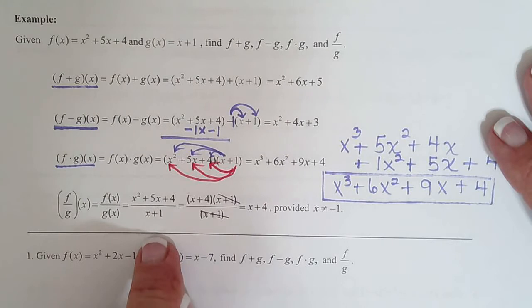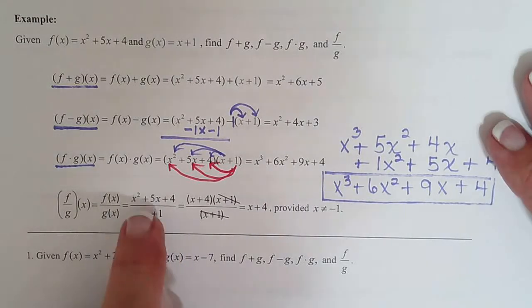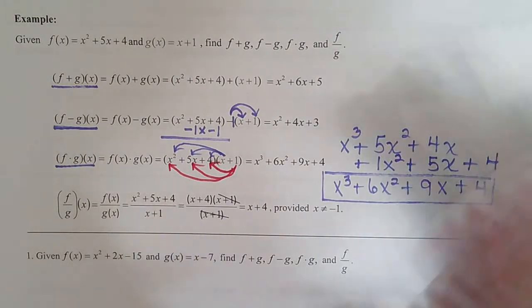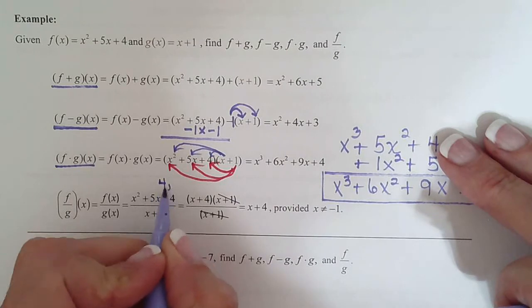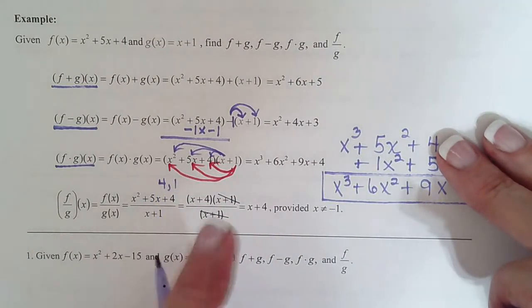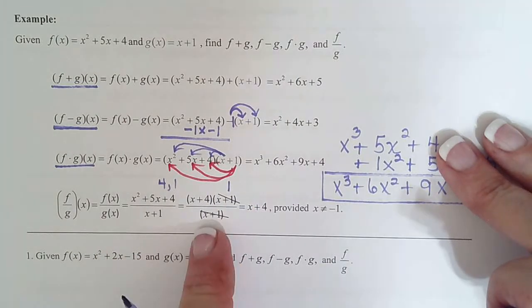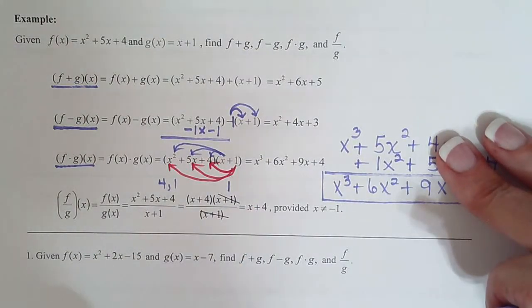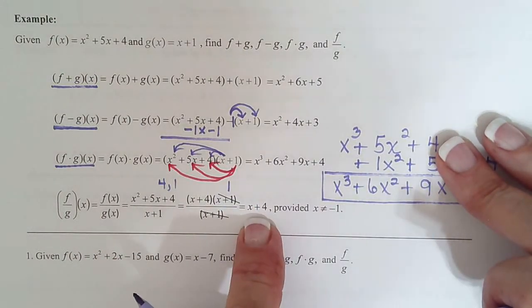but the only way to simplify in division is by factoring. So factors of 4 that add to 5 are 4 and 1, all positive signs. So x plus 4, x plus 1, and x plus 1 in the denominator. So we cancel those like we learned to do in chapter 6. So my answer is x plus 4.